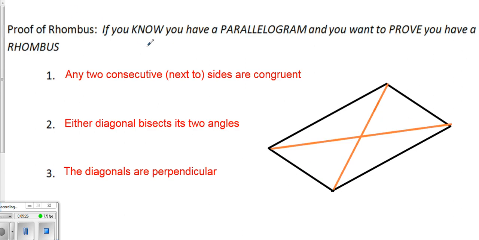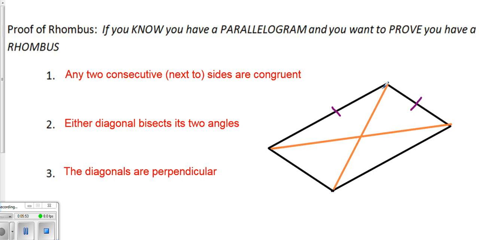Proof of a rhombus, if you know that it is a parallelogram. So if this figure was a quadrilateral, you were able to show for sure, oh, it is a parallelogram. Now you want to take it a step further and say, oh, it's for sure a rhombus. Then you need to show one of these three things. You don't have to show each one, just one of them. Any two consecutive sides, or the sides next to each other, are congruent. So if this side was exactly the same as this side.